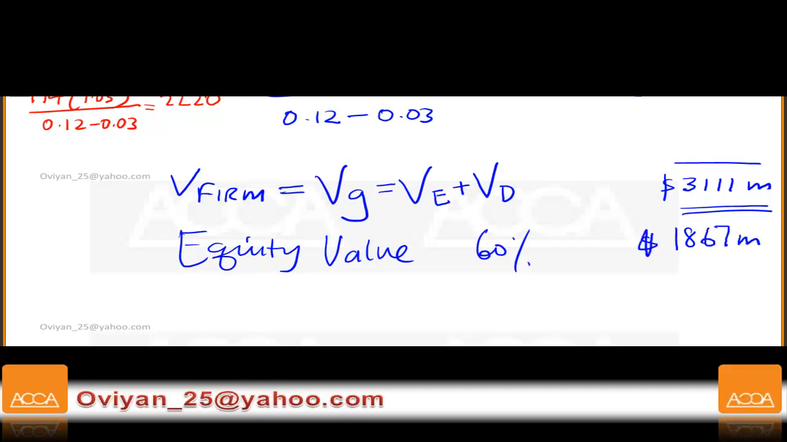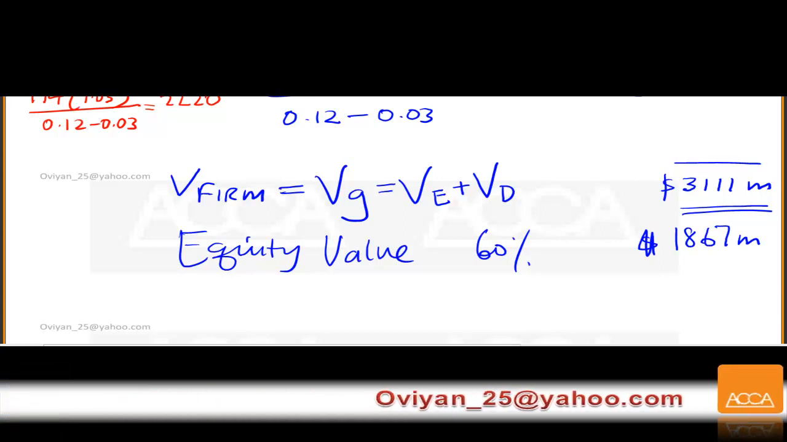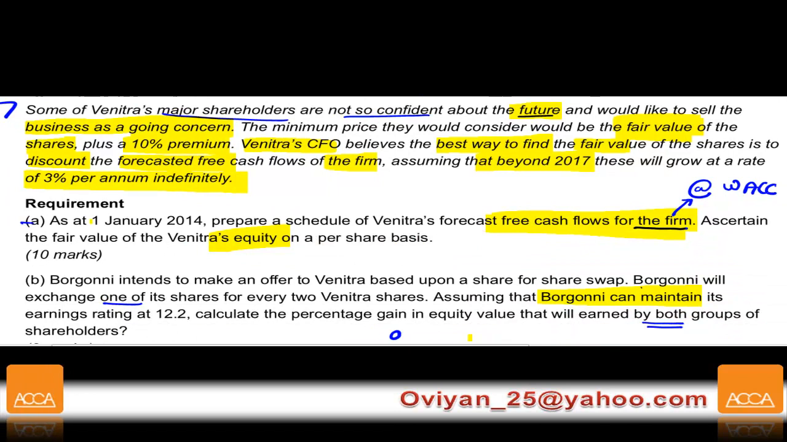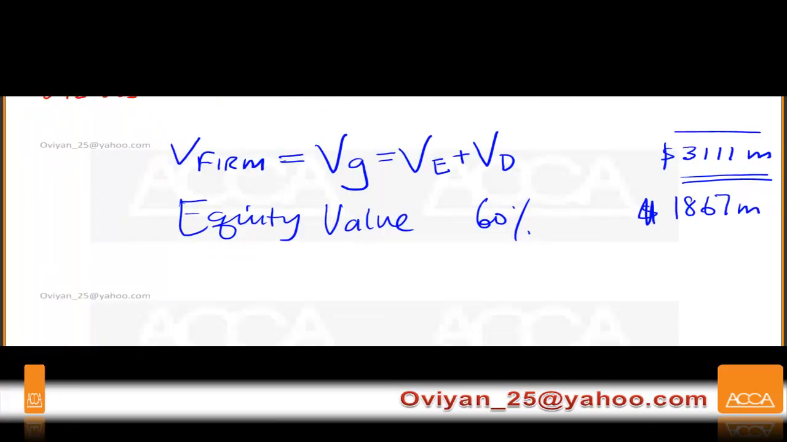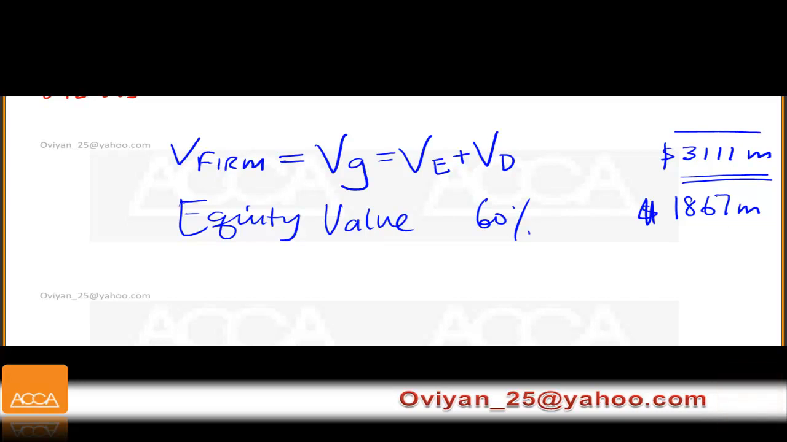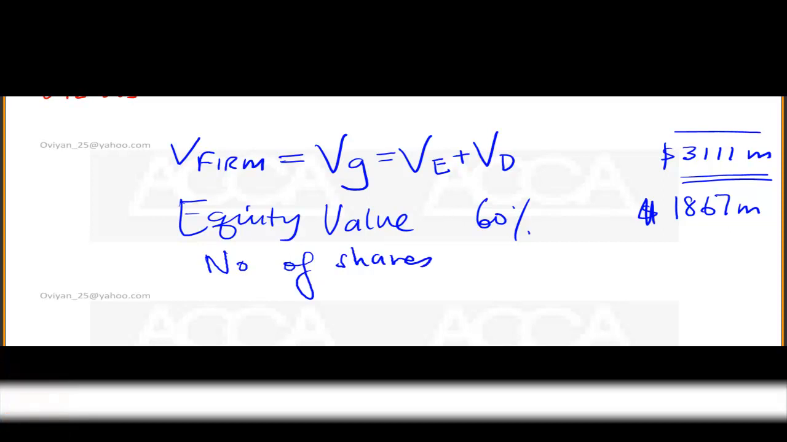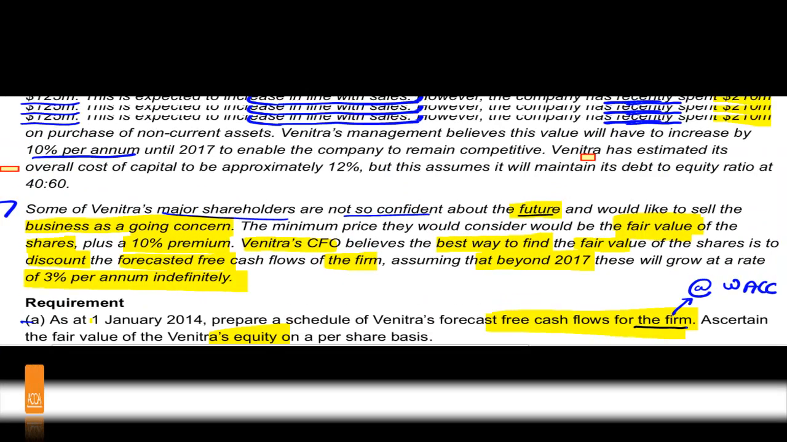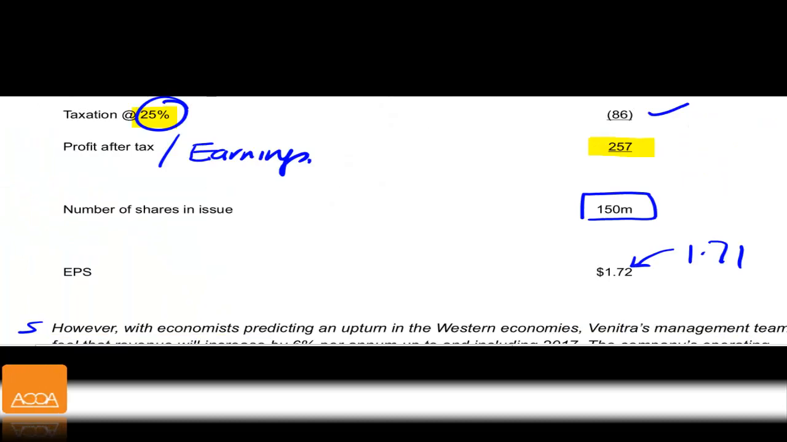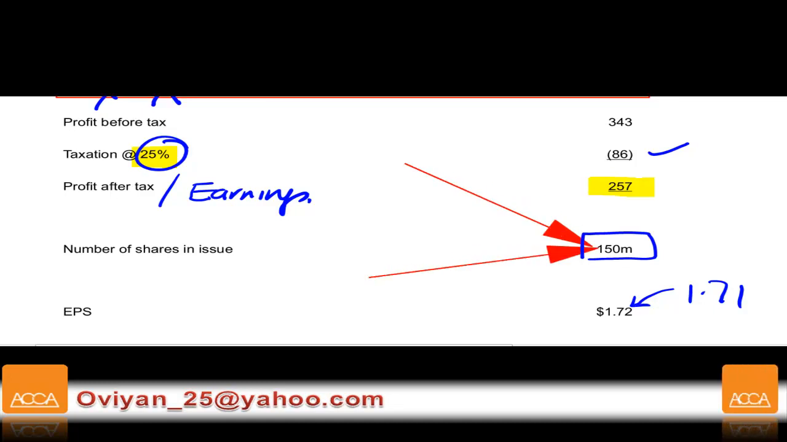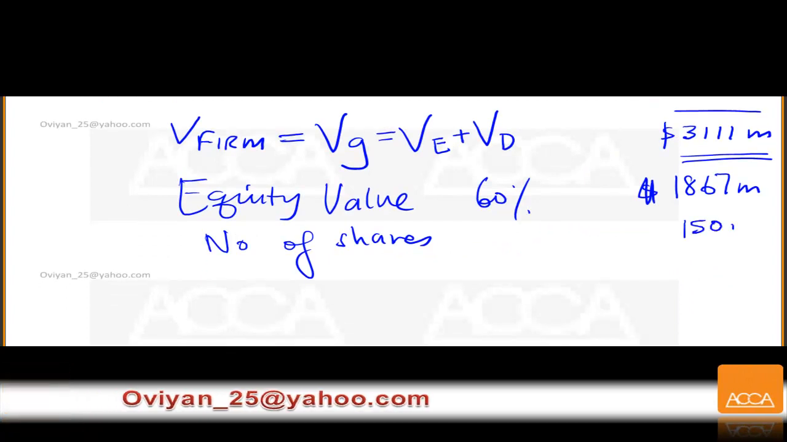$1867 million. That's going to be the value of equity for Venitra, and they want us to calculate per share. So it's going to be divided by the number of shares. What is the number of shares in Venitra? The number of shares in Venitra is given in paragraph number 4. That's here. It is 150 million shares. So we're going to divide it by 150 million shares.